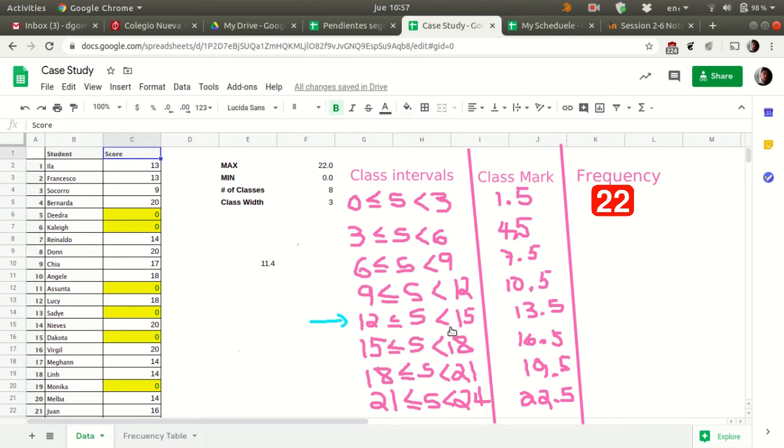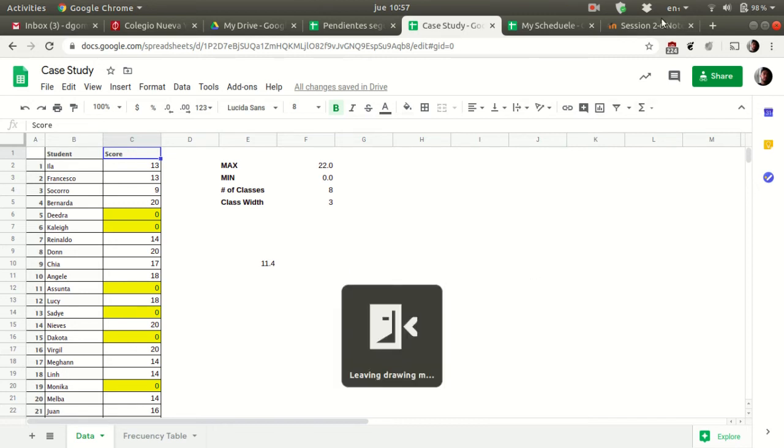So remember, they have to be less than 15. So if a number here is 15, it wouldn't go in this interval, it would go on the next one. Okay, they have to be less than 15, but they have to be greater than or equal to 12. Okay, so if there's a 12 here, it's going to go in this interval. And if there's a 15, it's not going to go here, it's going to go in the next one. Alright, so let's do that now.